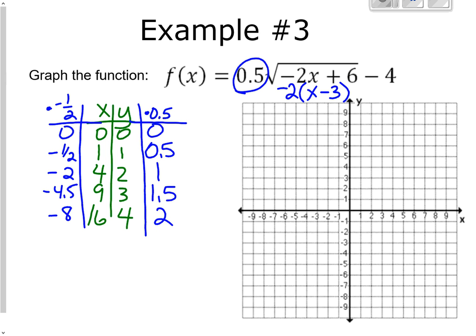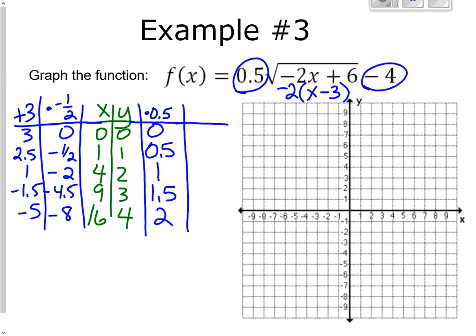Next, we have that minus 3 in the brackets, but when we bring it out of the brackets, it becomes a plus 3. So let's add 3 to all of these. So I get 3, 2.5, 1, -1.5, and -5. And then last, I have this -4 at the end. So that's being subtracted directly from the whole function. So let's subtract 4 from each of those y values. So -4, -3.5, -3, -2.5, and -2.